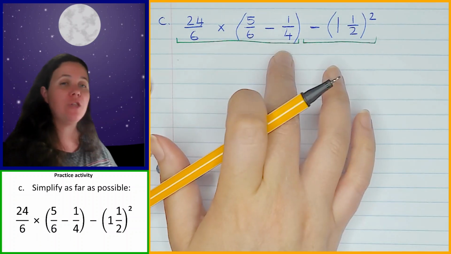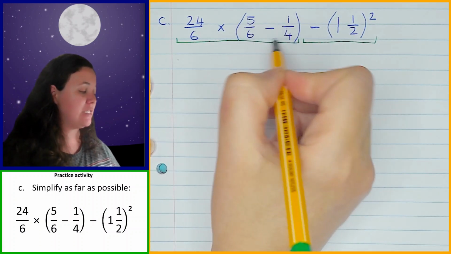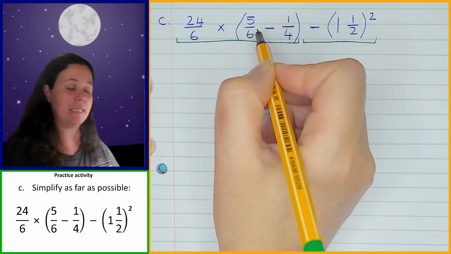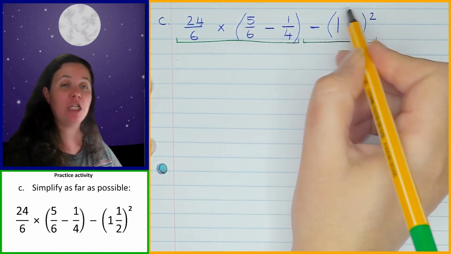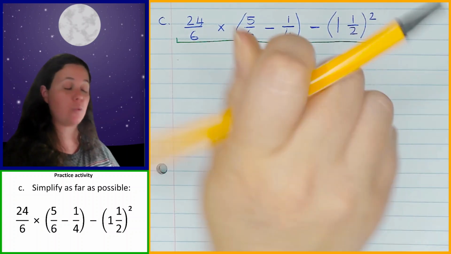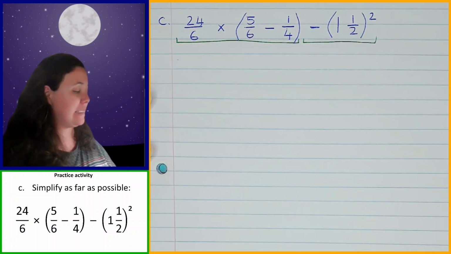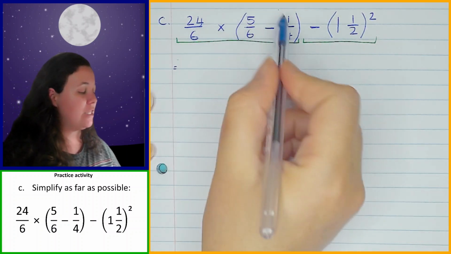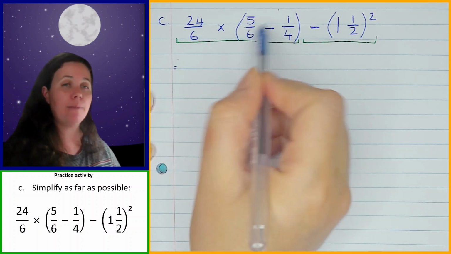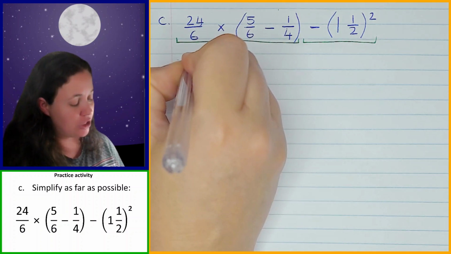Okay, so in the first term, what I need to do is first simplify the subtraction in the brackets here, and then I'm going to be doing my multiplication. In the second term, I need to change this to an improper fraction, and then I need to square it. Okay, so let's have a look at that first step for each of those two terms. So in the first step over here, I'm going to be doing the subtraction. So the 24 over 6 isn't going to change.